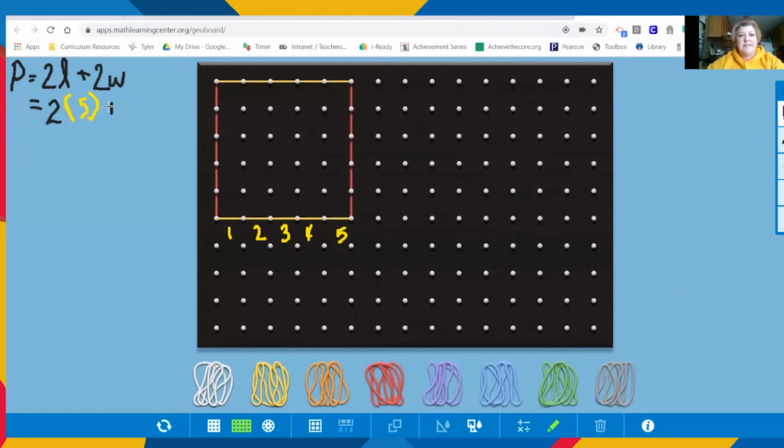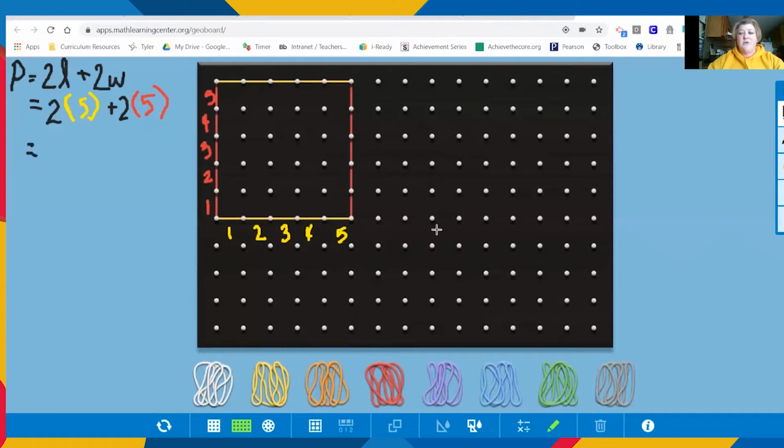And now we're going to replace the W. W stands for width. How wide is our rectangle? So again, we're going to count 1, 2, 3, 4, 5. It is also 5 squares wide. So this rectangle is 5 squares long and 5 squares wide. It is also called a square, but a rectangle is a square.